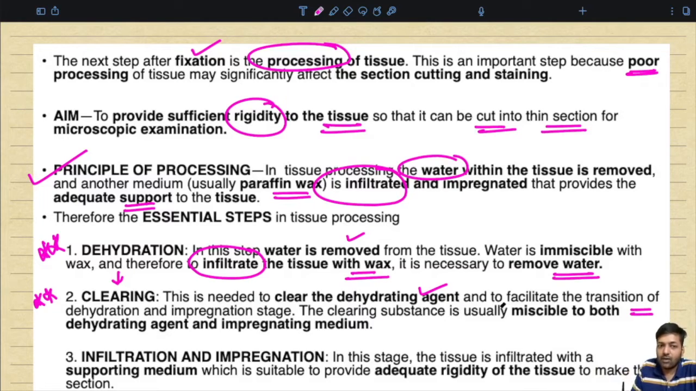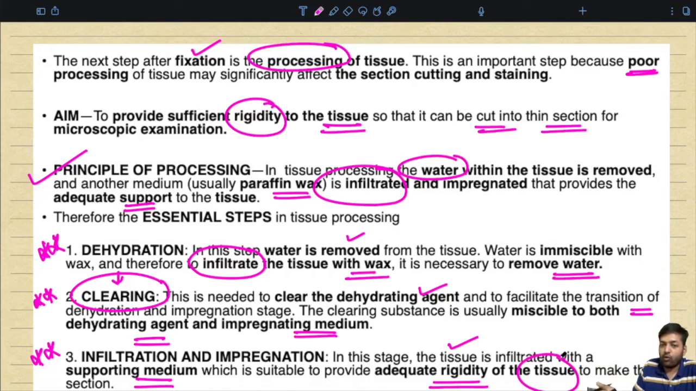The clearing substance, whatever we are using for clearing, especially xylene, is miscible in both the dehydrating agent as well as in the infiltrating or impregnating medium. Okay, remember this point. After we have cleared the dehydrating agent, we have infiltration and impregnation. So in this stage, the tissue is infiltrated with a supporting medium, usually paraffin wax. Okay, and then it is also embedded in a suitable tissue block, and this is done to provide adequate rigidity to the tissue to carry out microtomy or to take thin sections for microscopic examination.